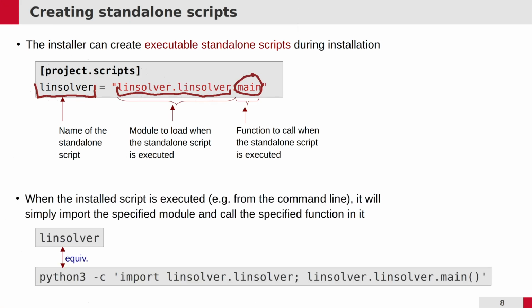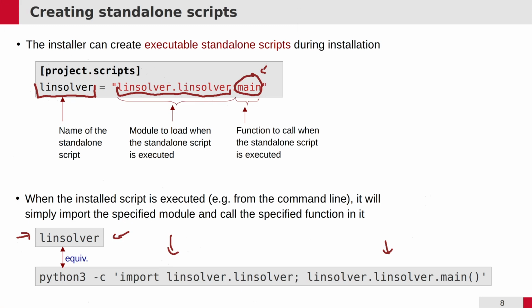What does it mean? It means that if somebody types linsolver, as I did before, then it will automatically run and execute this main function. Actually, one could do it also by hand without this declaration. It's equivalent if somebody would have imported the module and executed the main function from this module. But of course, it's super complicated to type so much, and it's much nicer to have one executable, one short command name in order to do that. So basically, this is everything we need.